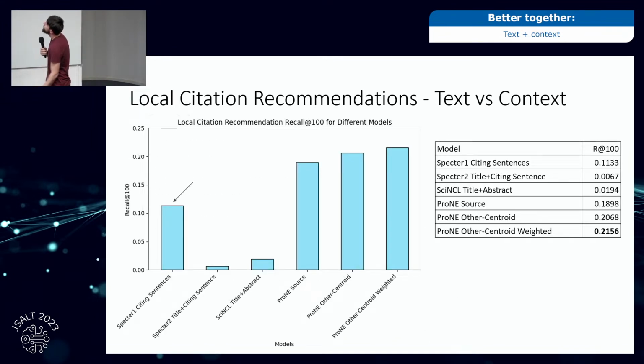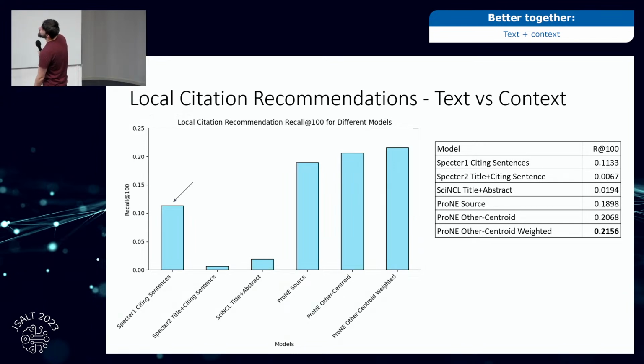And here are the results in terms of recall at 100. We've got the recall at other bins, but we'll just start with this. So what do we find? We find that the citing sentences is the best text-based method. So about 12% of the time, 11% of the time, sorry, that's retrieving the correct paper in the top 100, which sounds pretty weak, but we are dealing with 200 million candidate papers here.